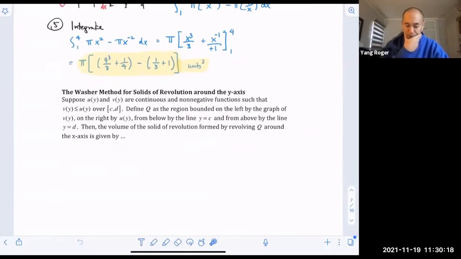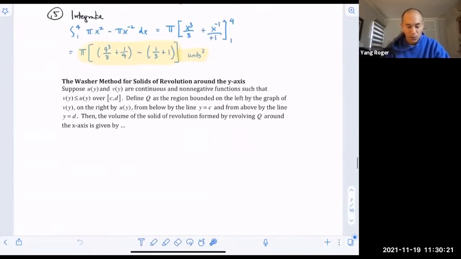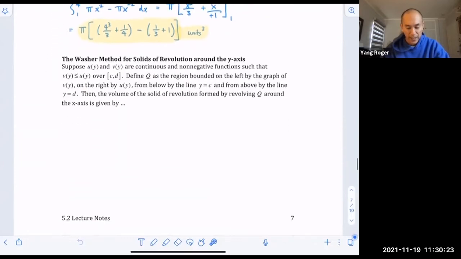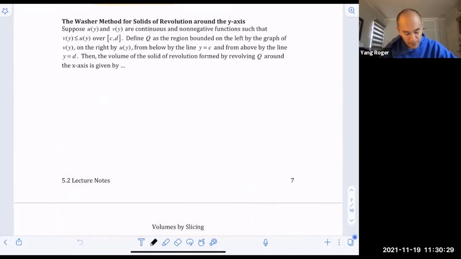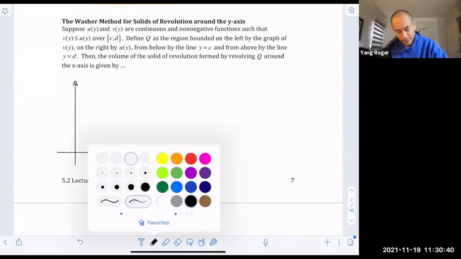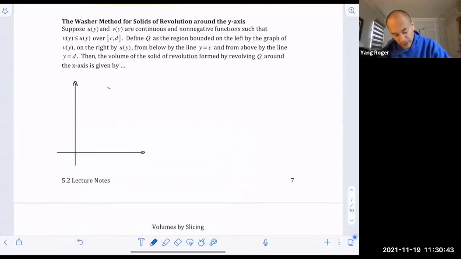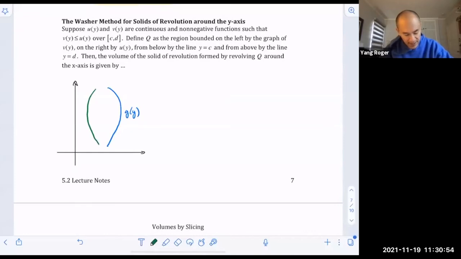So we can do the same thing if we rotate about the y-axis. I guess I didn't describe this on the video. Seems like I should have. So you could have something that looks like this. This is g of y. And then we could have another one that looks like this. I don't know what I should call this one. H of y.